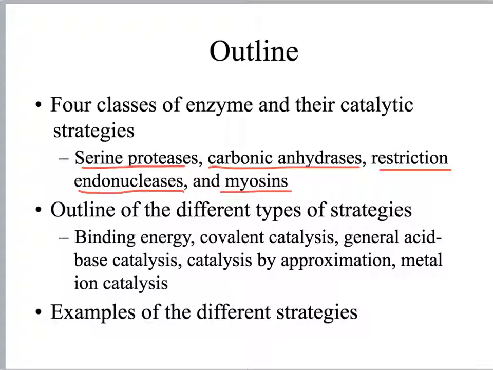Now, in studying these, we do need to look at the different types of strategies that exist. So we'll first talk about binding energy, but the actual types of catalysis include, there are 4 different types: covalent catalysis, general acid-base catalysis, catalysis by approximation, and metal ion catalysis. So we'll define and explore each of these different types, and we'll look at examples of the different strategies that exist.